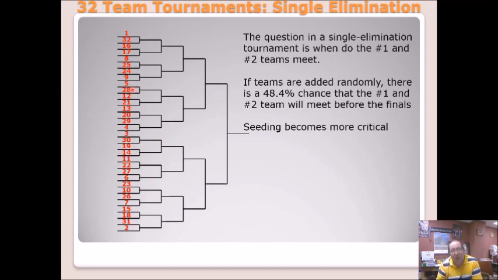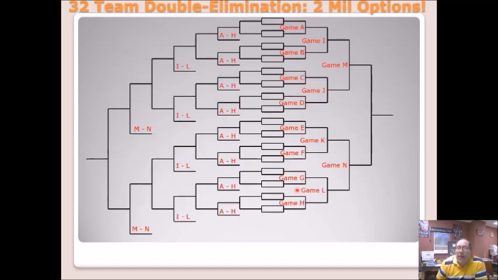Seeding becomes very critical when you're looking at a single elimination tournament. On the other hand, if you could seed the teams that accurately in the first place, you wouldn't need a tournament in order to figure out who's best. An alternate way to do it is through a double elimination tournament.